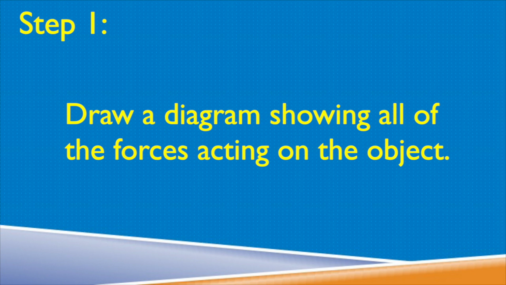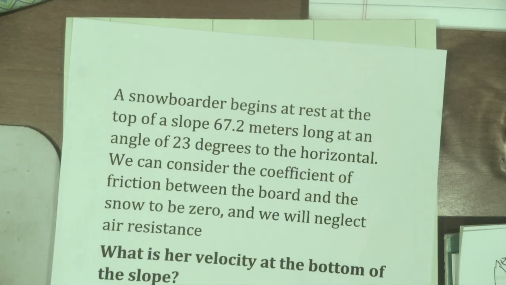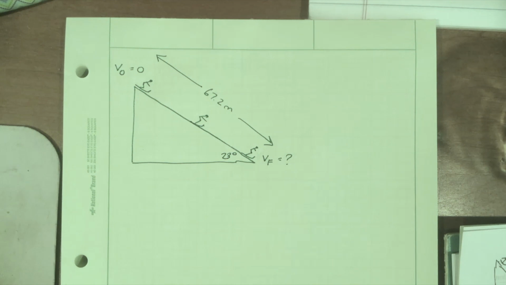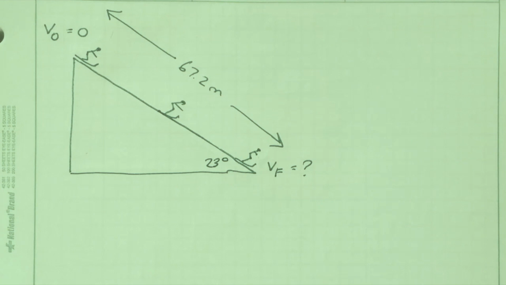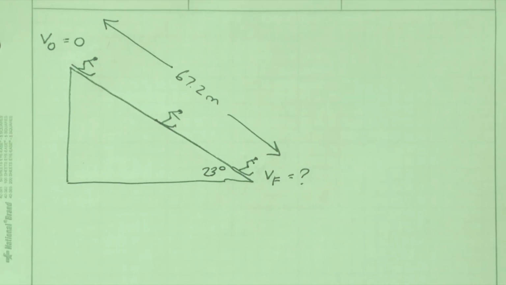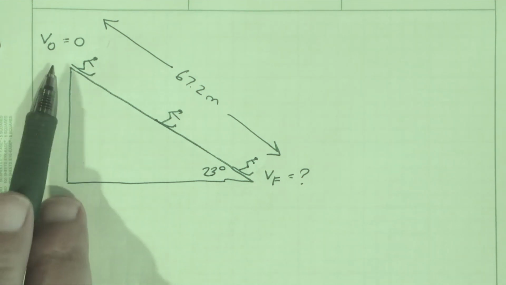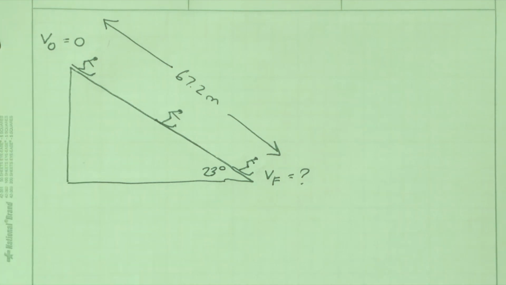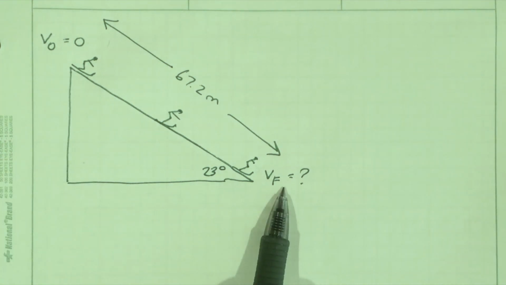The first step in our problem-solving process is always to draw a diagram showing the information that we're given and showing the forces acting on the object. So here is a diagram showing the information that we were given at the start, with the snowboarder going down this incline of 67.2 meters long at an angle of 23 degrees to the horizontal. And note at the top of the slope, she starts from rest, so her initial velocity is 0, and we are asked to find the final velocity.